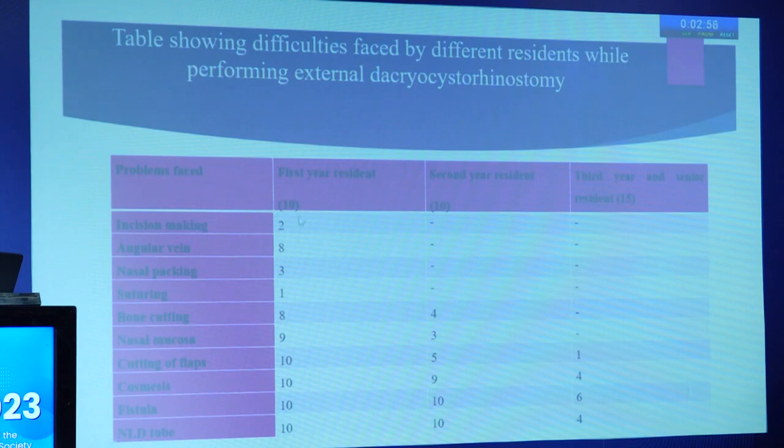In incision making, out of 10, initially 2 residents from the first year faced an incision making problem, but second and third year usually didn't face angular vein recognition or related issues. The most common problems are in the first year. Although all these surgeries are supervised by a trained person, we identify which problem is going on. So initial problems at 3-4 stages, like incision, angular vein recognition and identification, nasal packing and suturing, are all common in the first year.